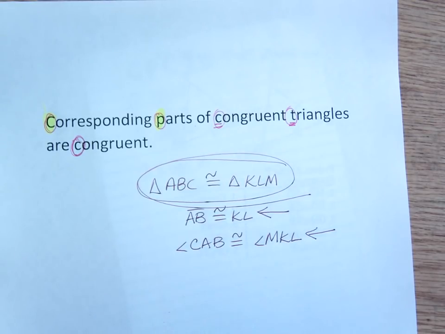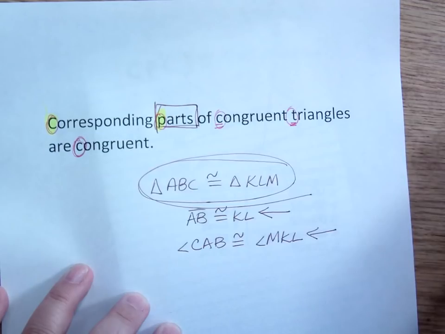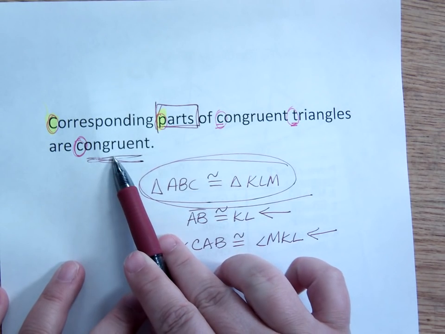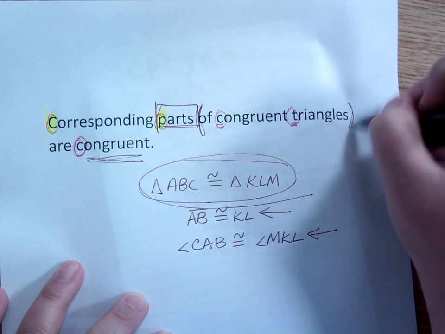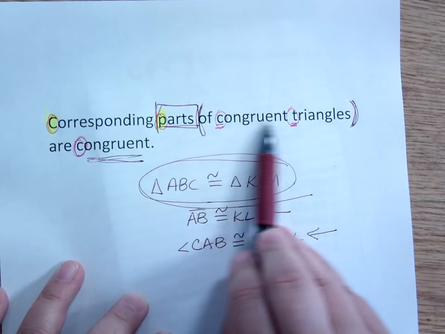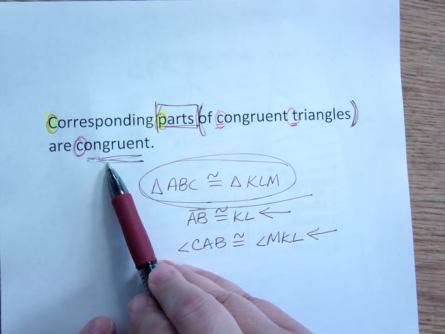All right, so first off, when would we need this? Well, we would need this when we want to talk about parts being congruent, because that's what it says. It says that corresponding parts are congruent. And this little "of congruent triangles" is almost like it's in parentheses. We have to know that triangles are congruent first. And if we know that we're working with congruent triangles, then we can say, okay, the corresponding parts are congruent.